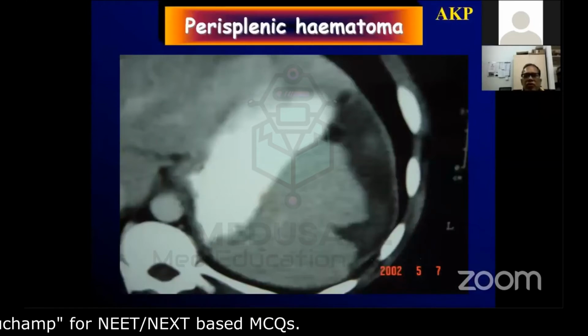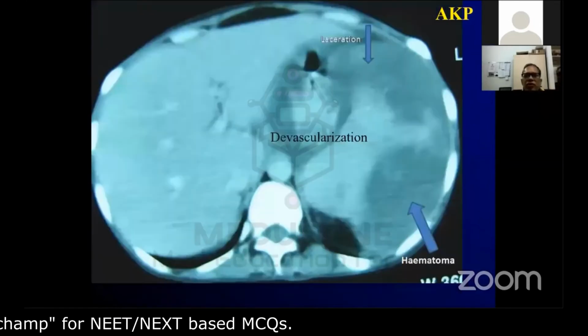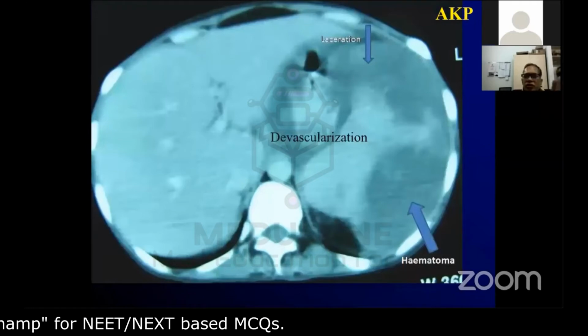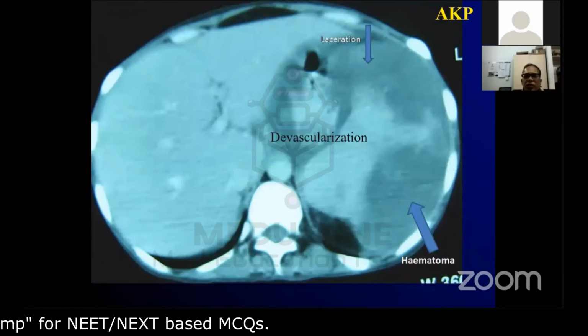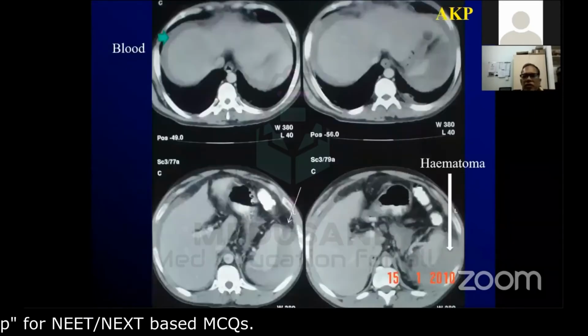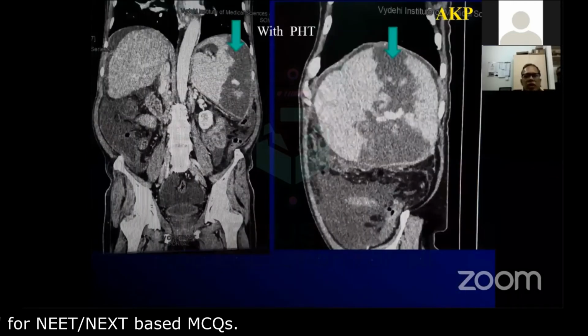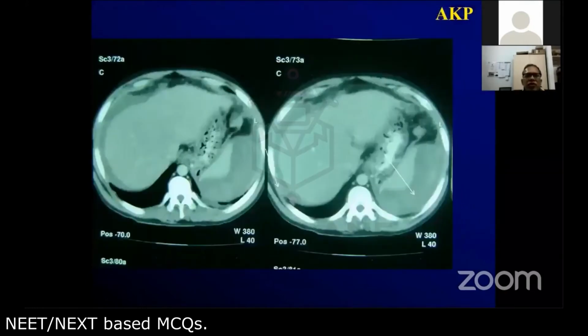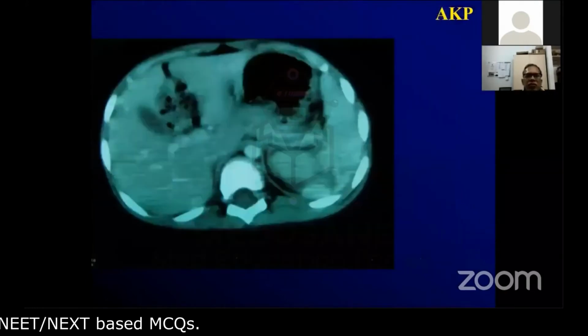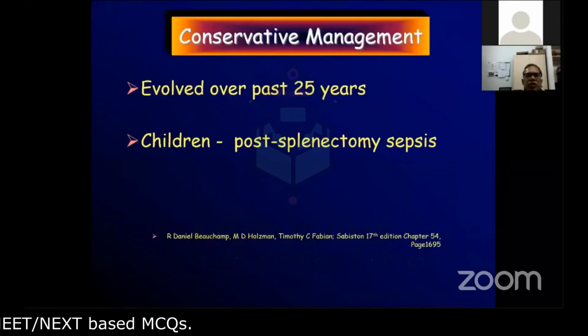This has been a first case in 2002 to manage conservatively. This is another large splenic injury, still possibly not devascularized, because some part of the spleen vascularity is maintained. Another case, the spleen is almost small, shrunken, with a big hematoma. This is a case of portal hypertension. Here the spleen is very difficult to manage because the portal pressure is very high, it will start bleeding and continue to bleed. Another case.